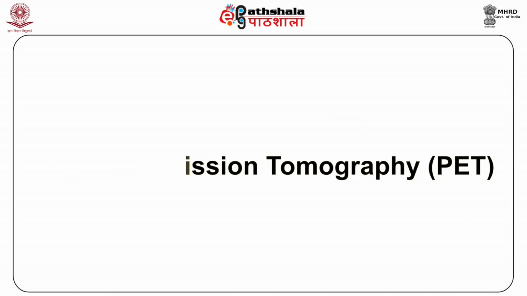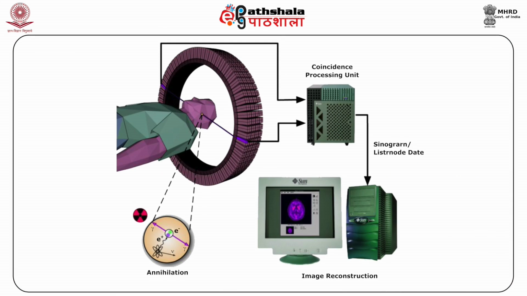Positron emission tomography, PET. This technique is aimed at recording the signal from the interaction between an unstable nuclear isotope called a radiotracer and the other particles in the brain. The system detects pairs of gamma rays emitted indirectly by a positron emitting radionuclide, which is the tracer, which is introduced into the body on a biologically active molecule.